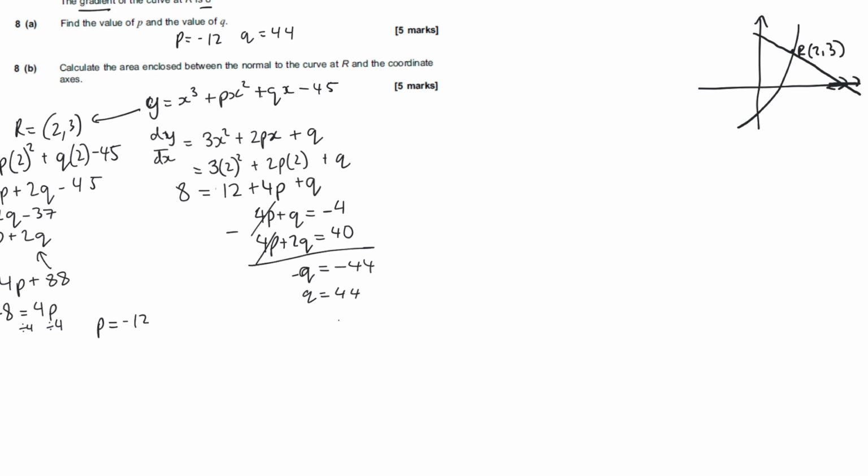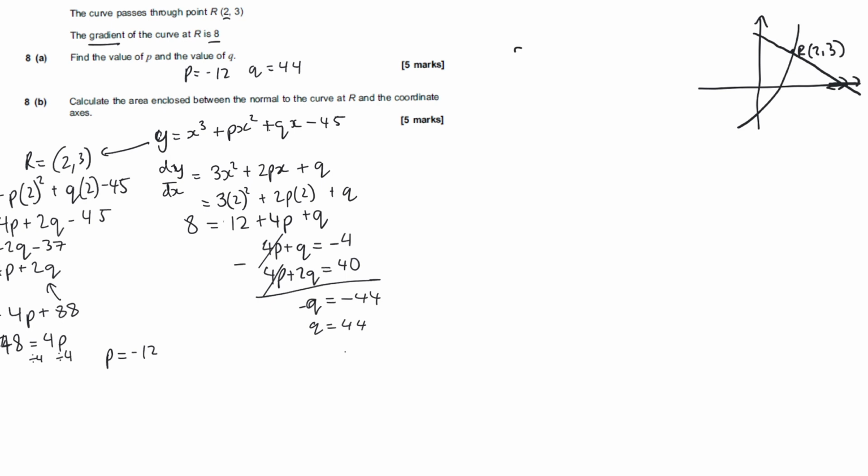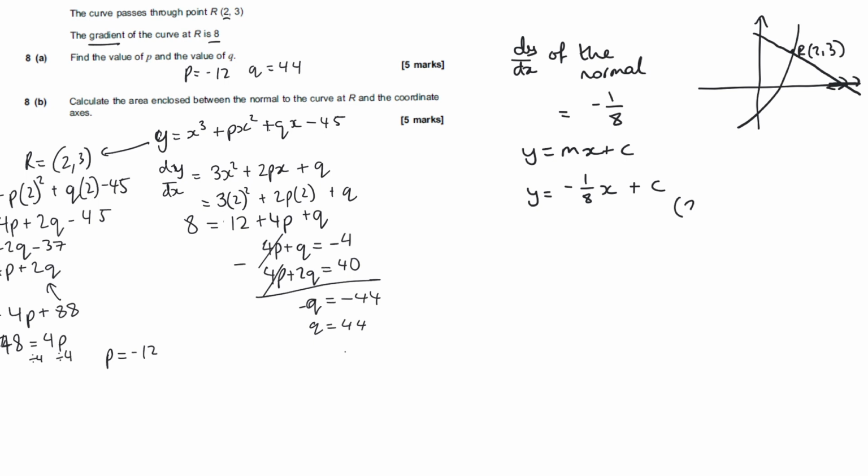So first things first, because it's involving normals, and we know that dy by dx is the same as our gradient, we can happily say that dy by dx of the normal is equal to minus 1 over 8, because we've worked out the negative reciprocal, aka flip it and stick a negative in front of it. So now to work out the equation of the normal, we know the equation of a straight line is y equals mx plus c. So the gradient is minus 1 over 8 x plus c. So then now to work out the full equation, we're going to substitute our coordinates of r, which is 2, 3, to work out what c is.